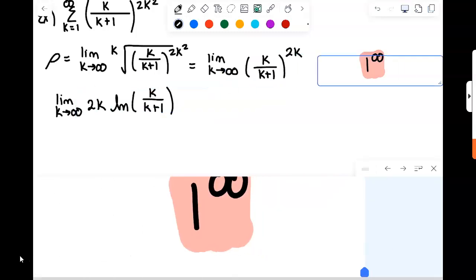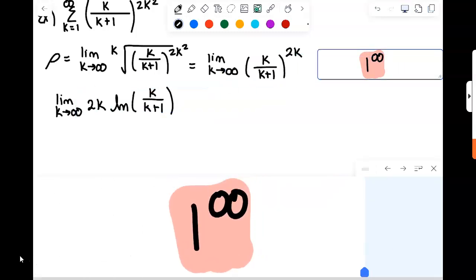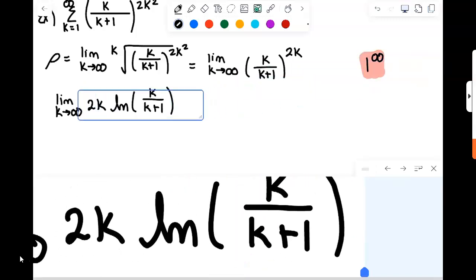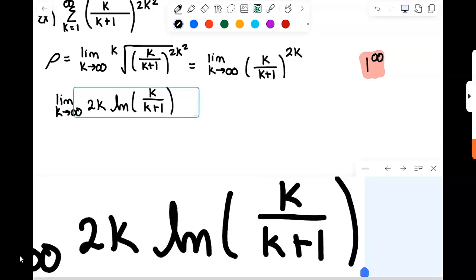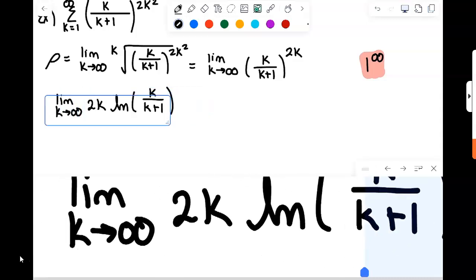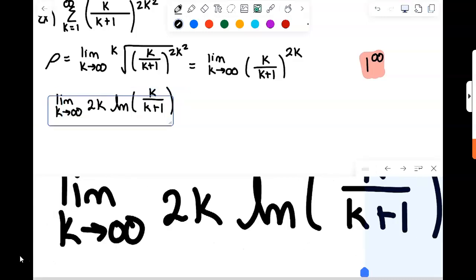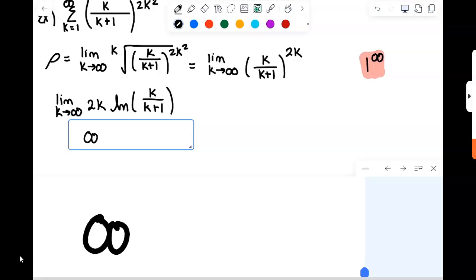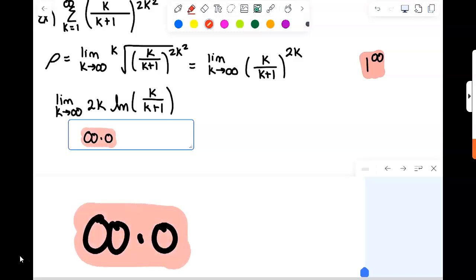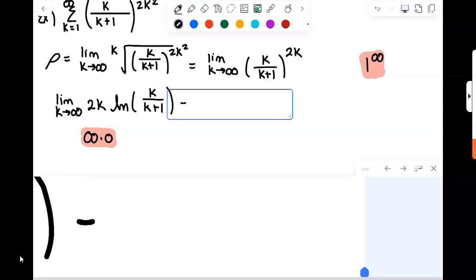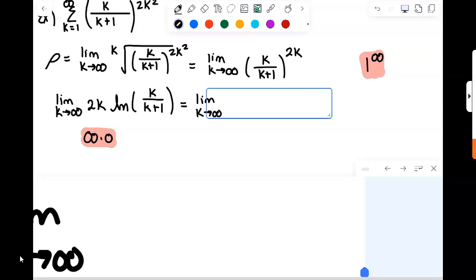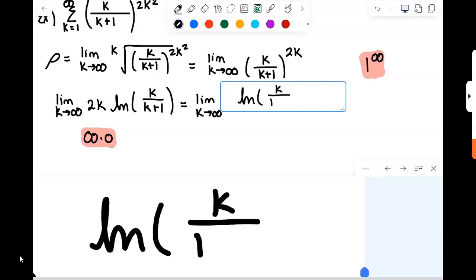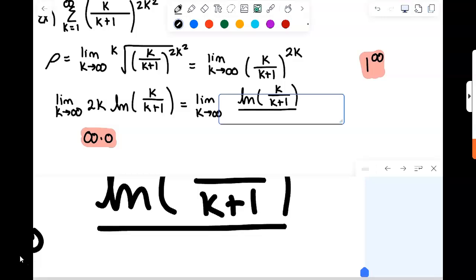Okay, and so, as always happens when we apply the ln to one of these exponential indeterminate forms, it always transforms into an infinity times 0 or 0 times infinity, either one, limit. And that's what happens here. Because as k goes to infinity, 2k goes to infinity. As k goes to infinity, k over k plus 1 goes to 1, and ln of 1 is 0. So this is the indeterminate form, infinity times 0. Remember to handle infinity times 0, we take one of the things, divide it by the other. Of course, it makes the most sense to put the ln on top, divided by the reciprocal of the other.